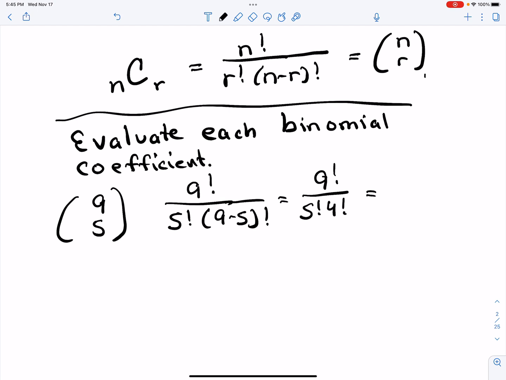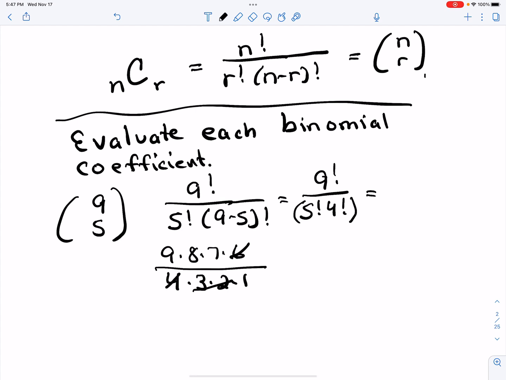You can put that in your calculator, and if you do, make sure you put parentheses around that denominator. But you can also realize if you work it the long way, you have 9 times 8 times 7 times 6, and you can stop there because the rest of those numbers will reduce with the 5 factorial on the bottom. And we can just do 4 times 3 times 2 times 1 for 4 factorial. 3 times 2 is 6, so those two reduce. 4 goes into 8 twice. So what do we got? 9 times 2 times 7, which equals 126. So that's how we would do something like that.